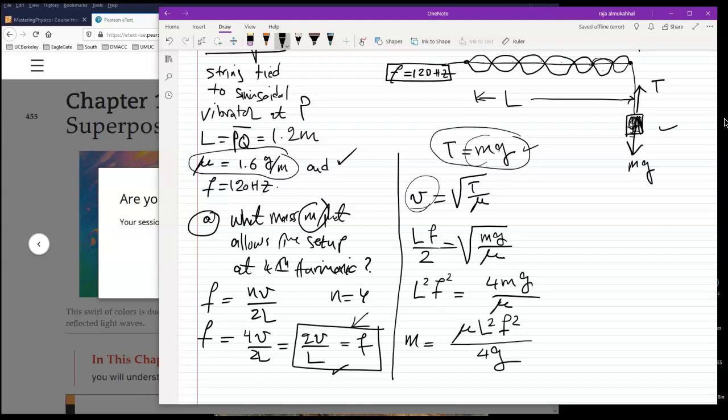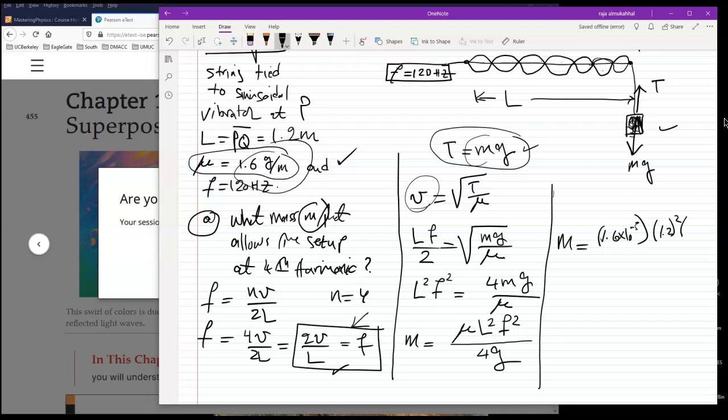Got it? That's it. All I need to do now is to solve for m. So just plug in the numbers. I have them all. The mu value is this. Of course, I need to put it in kilograms, so that's going to be 1.6 times 10 to the negative 3. The length, he said, is 1.2 squared.